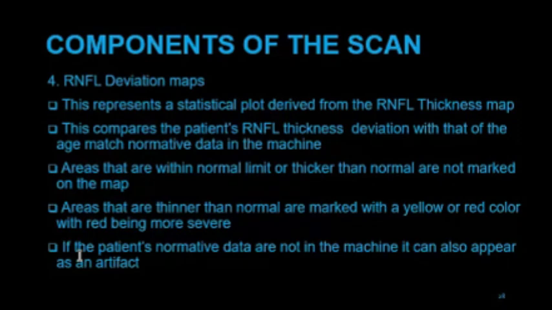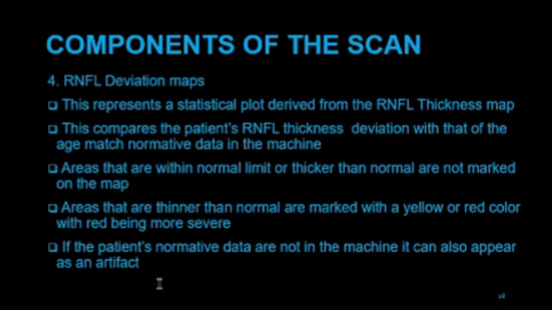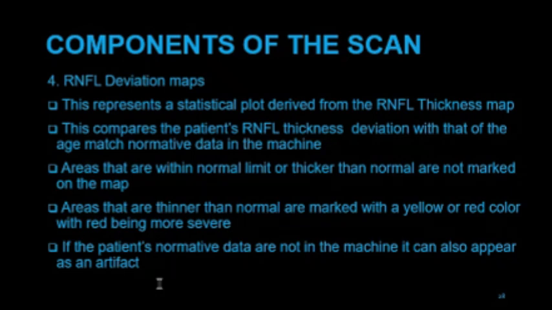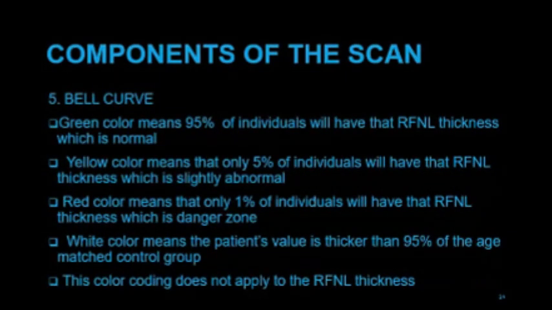If the patient's normative data are not in the machine, it can also appear as an artifact. For instance, if the patient is a high myope and maybe the machine has a refractive error range of, let's say, for instance, I'm giving an instance, -1 to -10. If the patient's refractive error is somewhere around -15, it will show as something that is not normal. Are we together? So this test is a normative test, in the sense that it is comparing your own data with that of your age grade or those within normal limits.